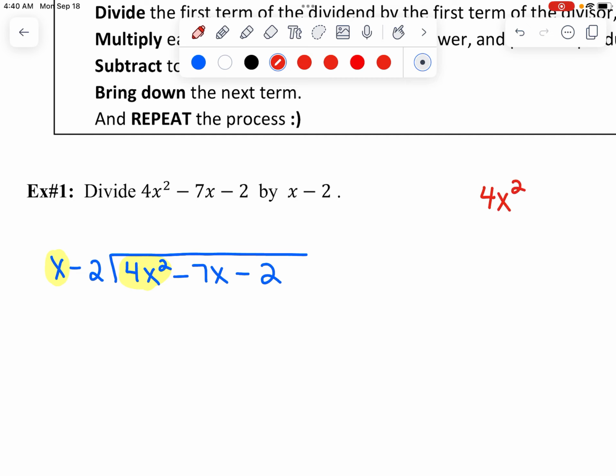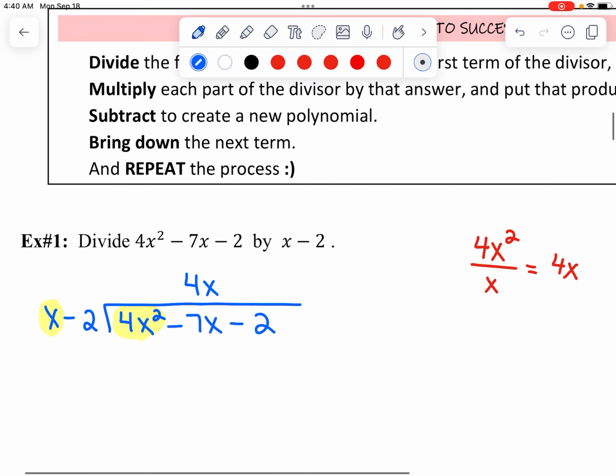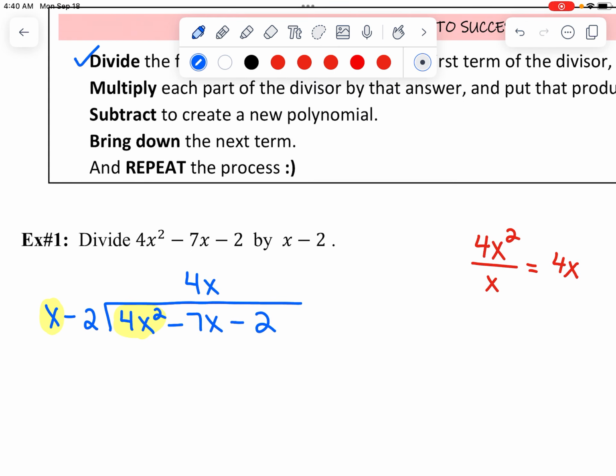We're taking 4x squared and we're dividing it by x, which should leave us with just a 4x. That 4x I'm going to write right above the minus 7x because they're like terms. It's going to keep me organized as I go through this process. So we just did the first step, which is the divide step.